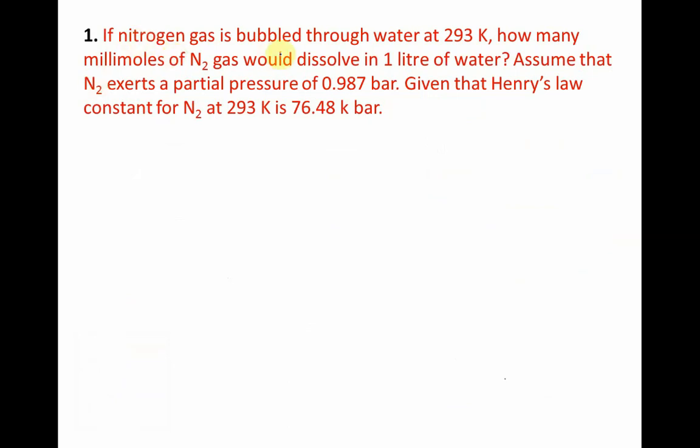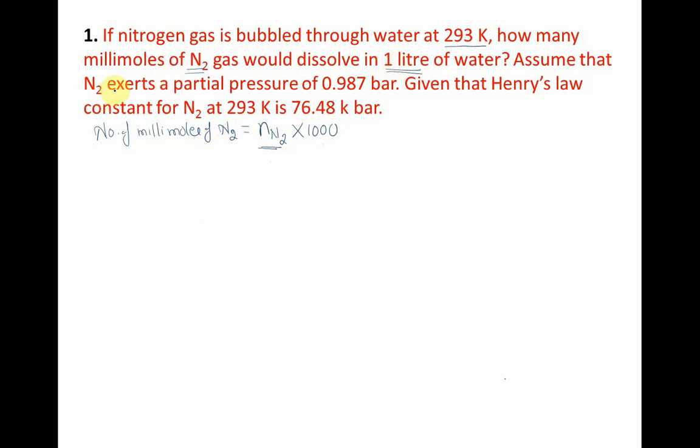If nitrogen gas is bubbled through water at 293 Kelvin, how many millimoles of nitrogen gas would dissolve in 1 liter of water? We should calculate the number of millimoles of nitrogen. Number of millimoles of nitrogen is always equal to the number of moles of nitrogen dissolved in 1 liter of water into 1000. Means I need to find out how many moles of nitrogen dissolved in 1 liter of water.